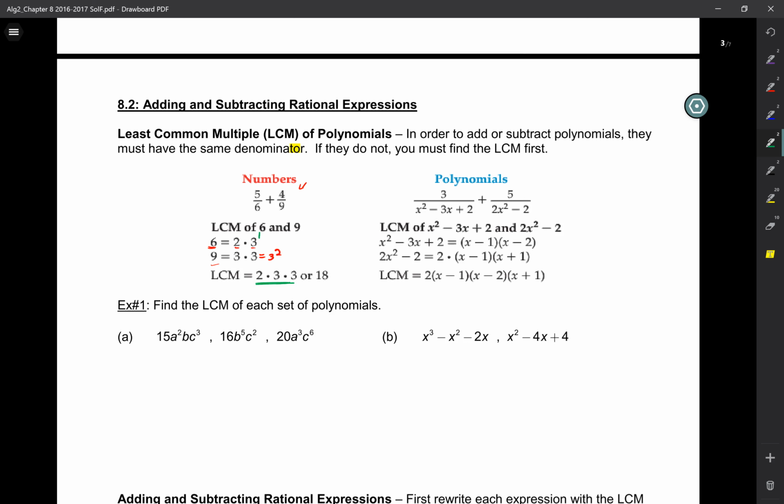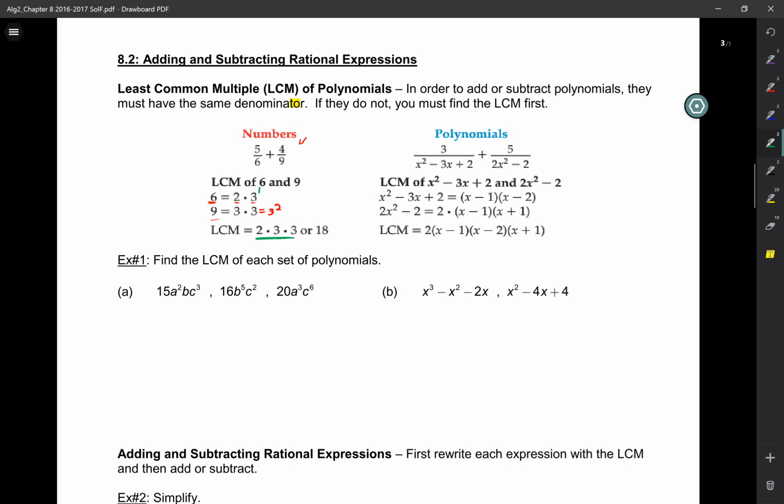Okay? Now, if I have a polynomial, what I first have to do is factor each of them. So if I factor that first one, I get x minus 2, x minus 1. Here, when I factor this one out, I get 2 times x minus 1, x plus 1. Okay?